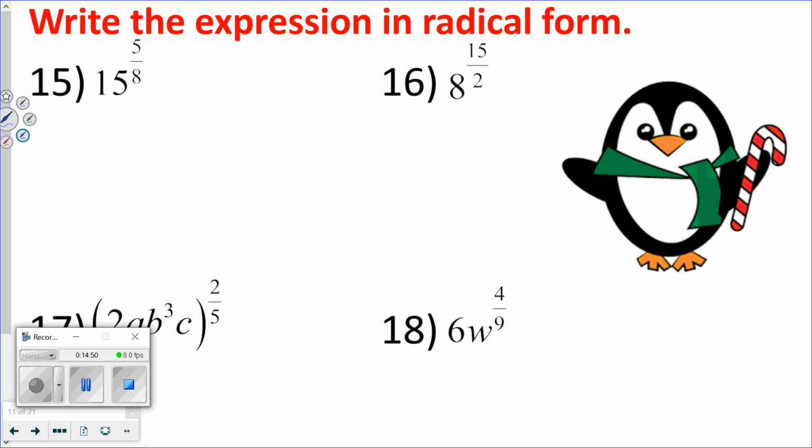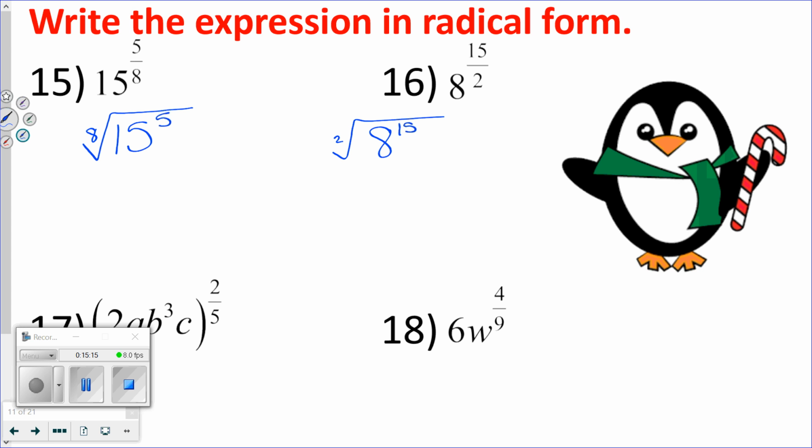All right, so 15. That one's going to be the 8th root of 15 to the 5th. 15 to the 5th is really big, so we'll just leave it. 16 becomes the square root of 8 to the 15th. Now, 8 to the 15th, we discovered you get an error on your calculator. It's too big. Your calculator can't hold it.